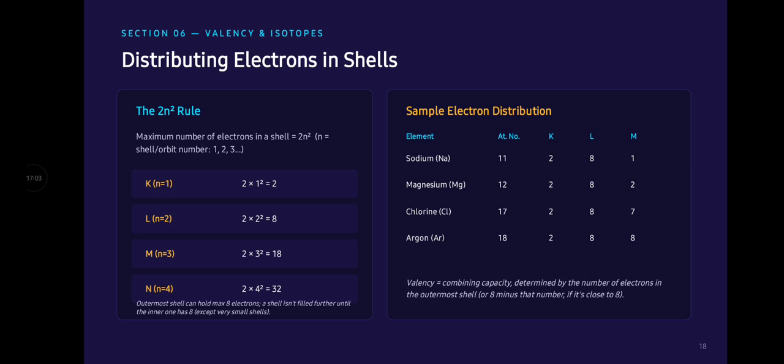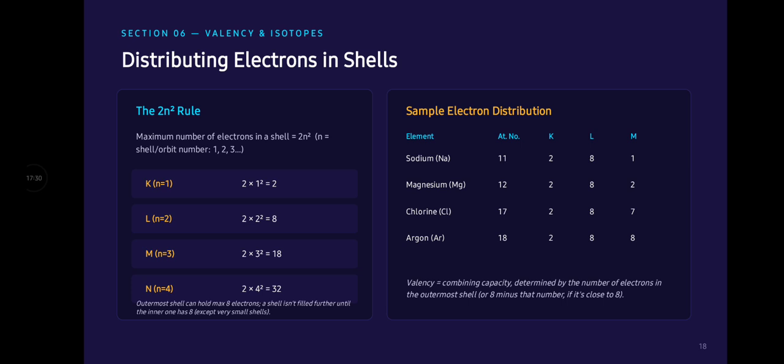Distributing electrons in shells. So the 2n² rule. Maximum number of electrons in the shell is 2n², where n equals the shell or orbit number. K is n=1, that is 2 into 1 raised to 2, 2 into 2 raised to 2, 2 into 3 raised to 2, 2 into 4 raised to 2.